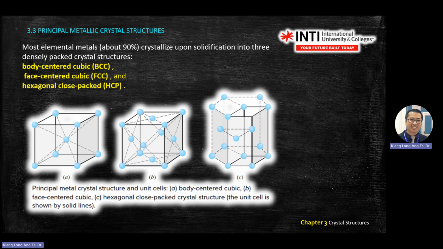So first one, BCC, FCC, HCP. Three technical words for the second half. Body-centered cubic, BCC, face-centered cubic, FCC, and hexagonal close pack, HCP, A, B, and C. So for today's lesson, if the question asks you to sketch the crystal structures for BCC, you should be able to draw something like this, diagram A. Then if the question asks you FCC, you should be able to draw diagram B.